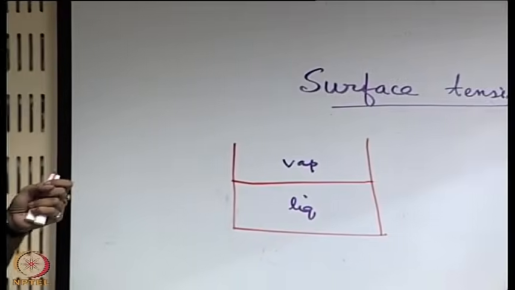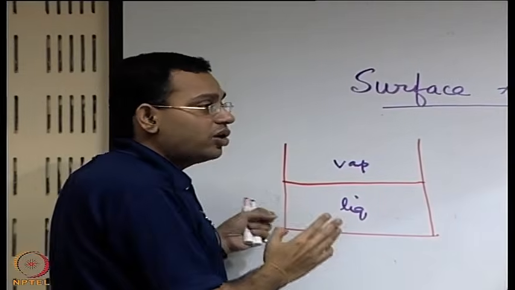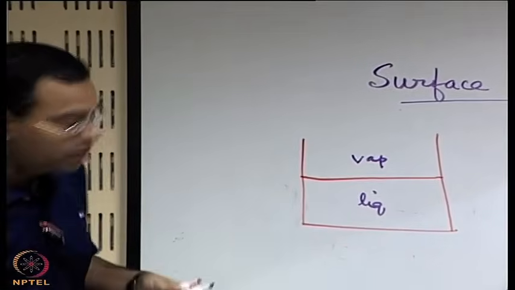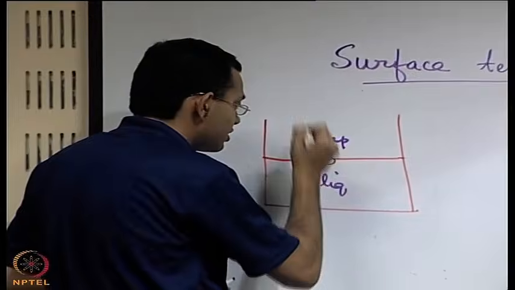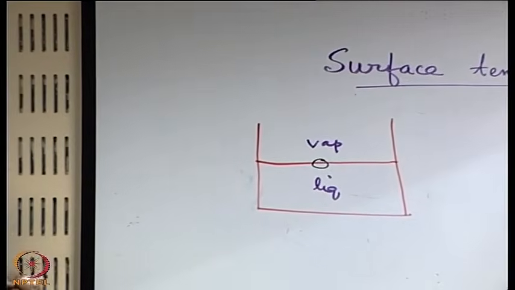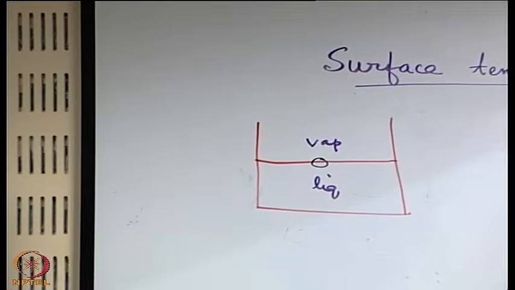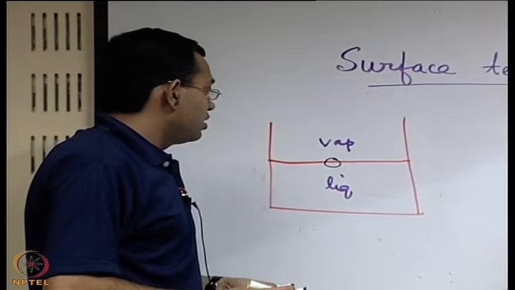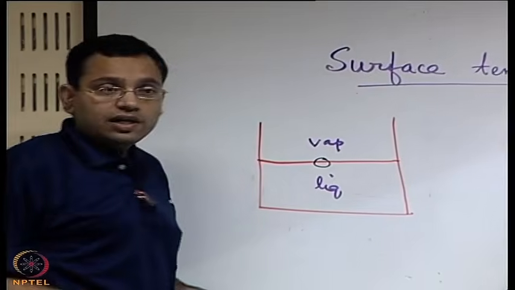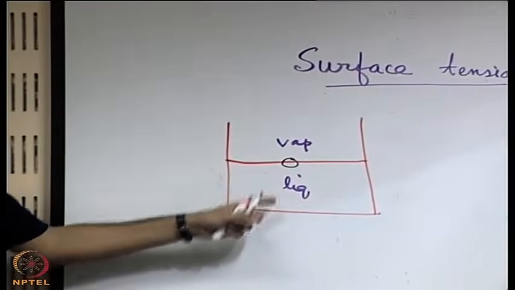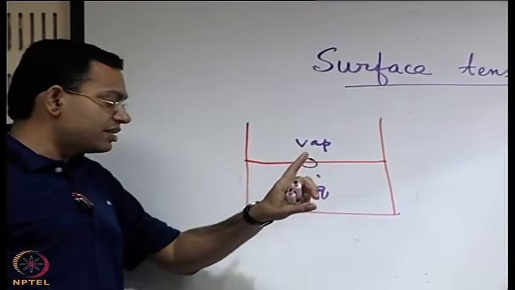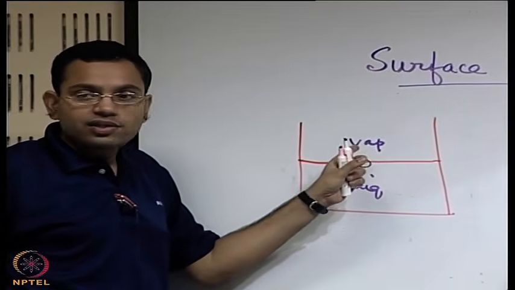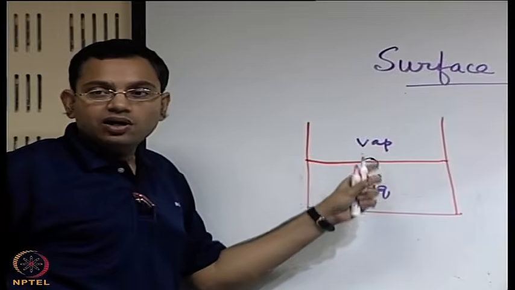Now, what we are trying to do, we are trying to focus our attention on what happens to the molecules which are there at the interface. So, let us identify some molecule which is there at the interface. Let us say this molecule is sitting on the interface, and what are the forces to which this molecule is subjected, let us try to investigate that. Clearly you can see that when there is a molecule at the interface, there are surrounding molecules, and on one side there is vapor, on another side there is liquid.